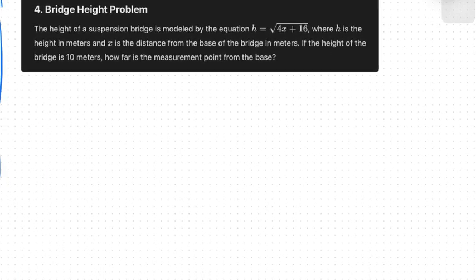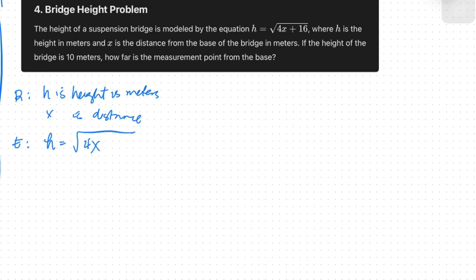Okay, moving on. Number 4. The height of a suspension bridge is modeled by the equation where h is the height and x is the distance. If the height is 10 meters, how far is the measurement point from the base? So, we are going to be looking for x. Ang representation lang natin kung ano yung minention dyan. H is the height in meters and x is the distance. Kokopihin nyo lang siya mga anak. Given na yung R. Ang equation natin is also given already. H is equal to 4x plus 16.